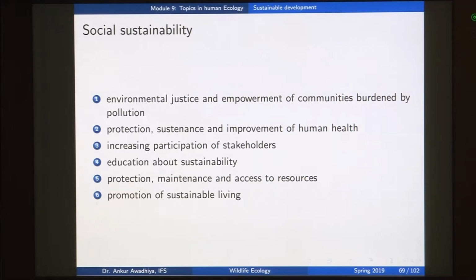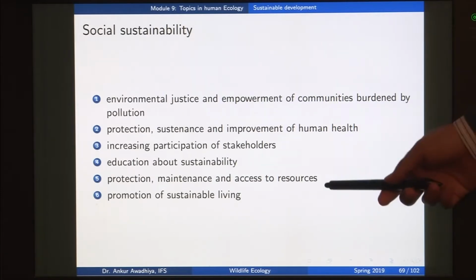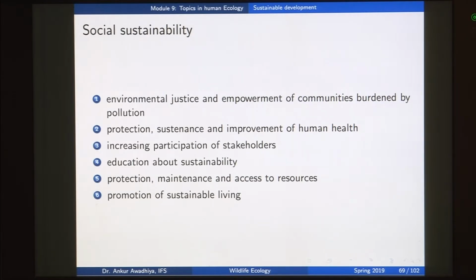Or we talk about things like protection, maintenance and access to resources. So, protection of resources: your forests are a resource, are they being protected enough? Are they being maintained properly? Do you have an idea about how the populations of different organisms are growing up and down? If there is a decline in a carnivore population, do you know what the reasons were, and what is being done to maintain them properly? These are the things that we ask.